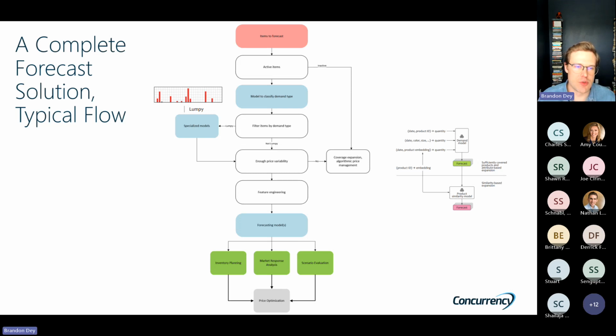After we have that group of active items, then we model in that blue box the demand type. Which of the four demand patterns do we see in each of these items that we're trying to forecast for, right? Is it lumpy, intermittent, erratic, smooth? Knowing that information is super important, because in the next step we're going to filter, and if it's lumpy, we're going to put it off to the left and we're going to use a specialized model. If it's not lumpy, then we're going to move into checking if there is quote unquote enough price variability in the pricing information that we have per item that we're forecasting to see if we can use it, right? If we don't, then we're going to put that off to the side.